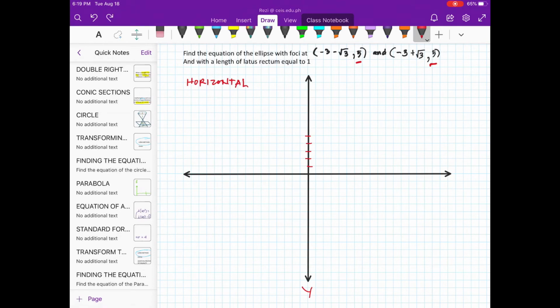The center of the ellipse is the midpoint of the foci, which is (-3, 5). So what is the midpoint here? So c is equal to square root of 3. So that's the midpoint. Using the length of the latus rectum, we use 2b squared over a is equal to 1. Equating this formula, we have b squared is equal to a over 2. To solve for the value of a, let's use this.